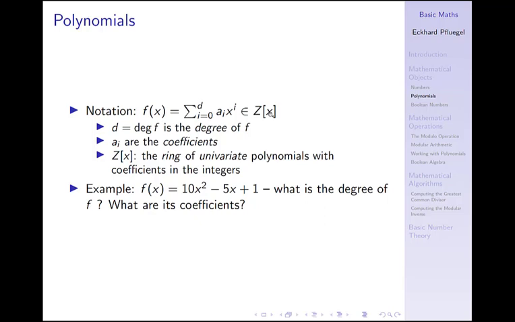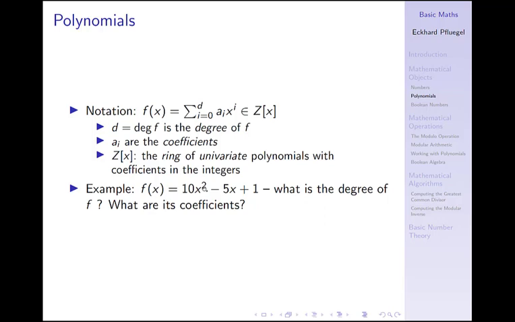Yeah, so basically when you have a polynomial given, you need to be able to match up those definitions. For example, for the polynomial 10x squared minus 5x plus 1, you need to be able to recognize the degree of that thing, and here I will tell you straight away. The degree here obviously is 2, because it's the highest power in x. And what are the coefficients of this polynomial? You would get a whole list of numbers.